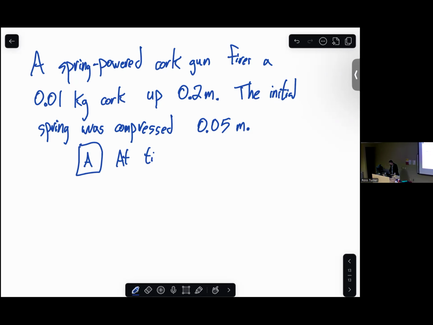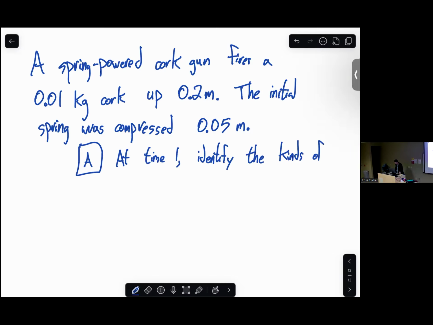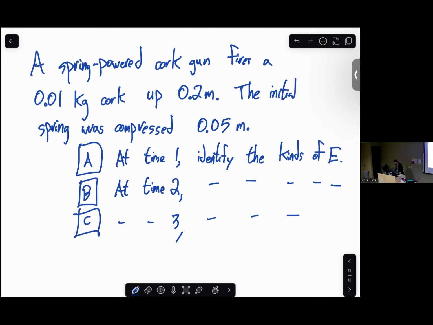Okay. At time 1, identify the kinds of energy. At time 2, identify the kinds of energy. And C, at time 3, identify the kinds of energy.